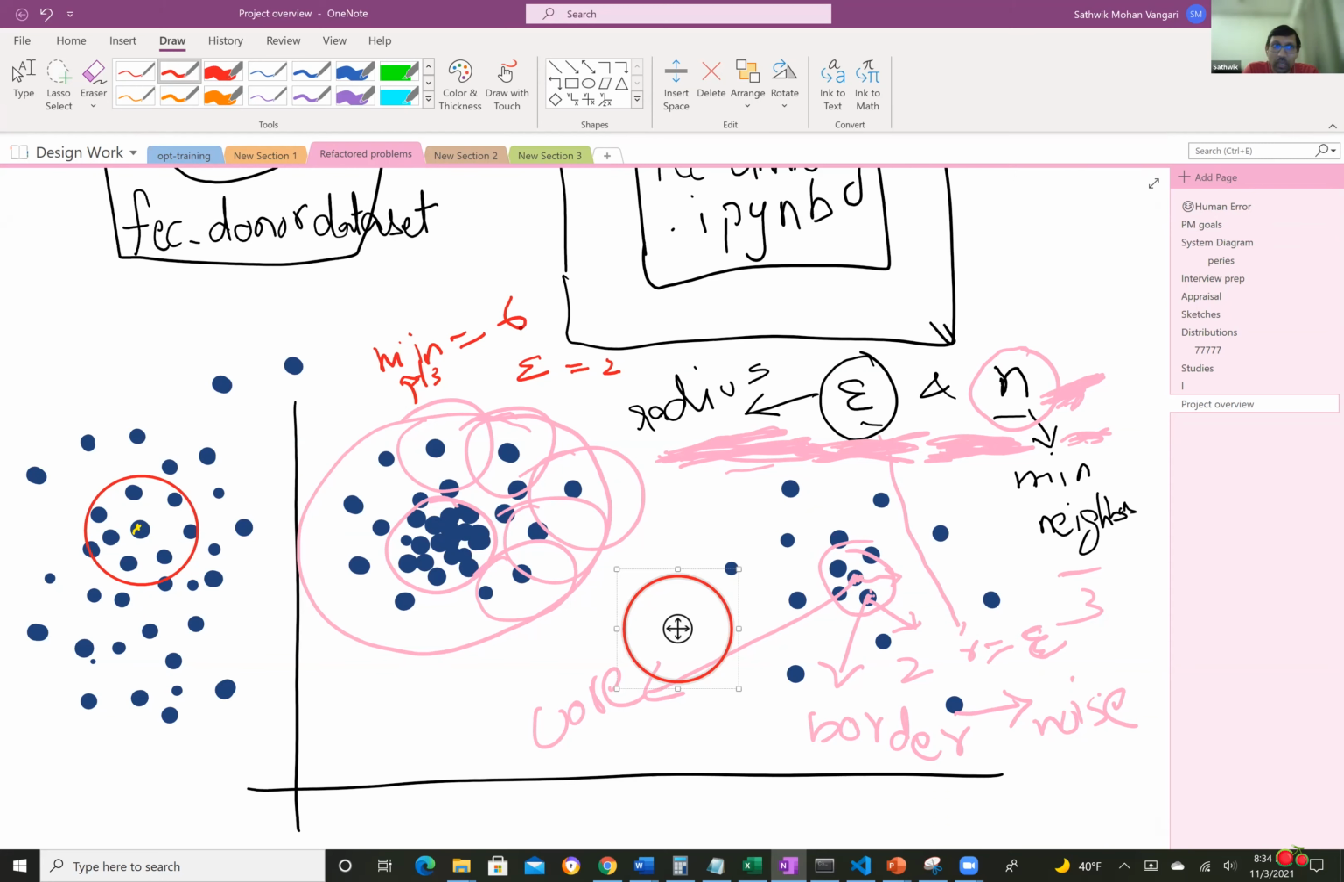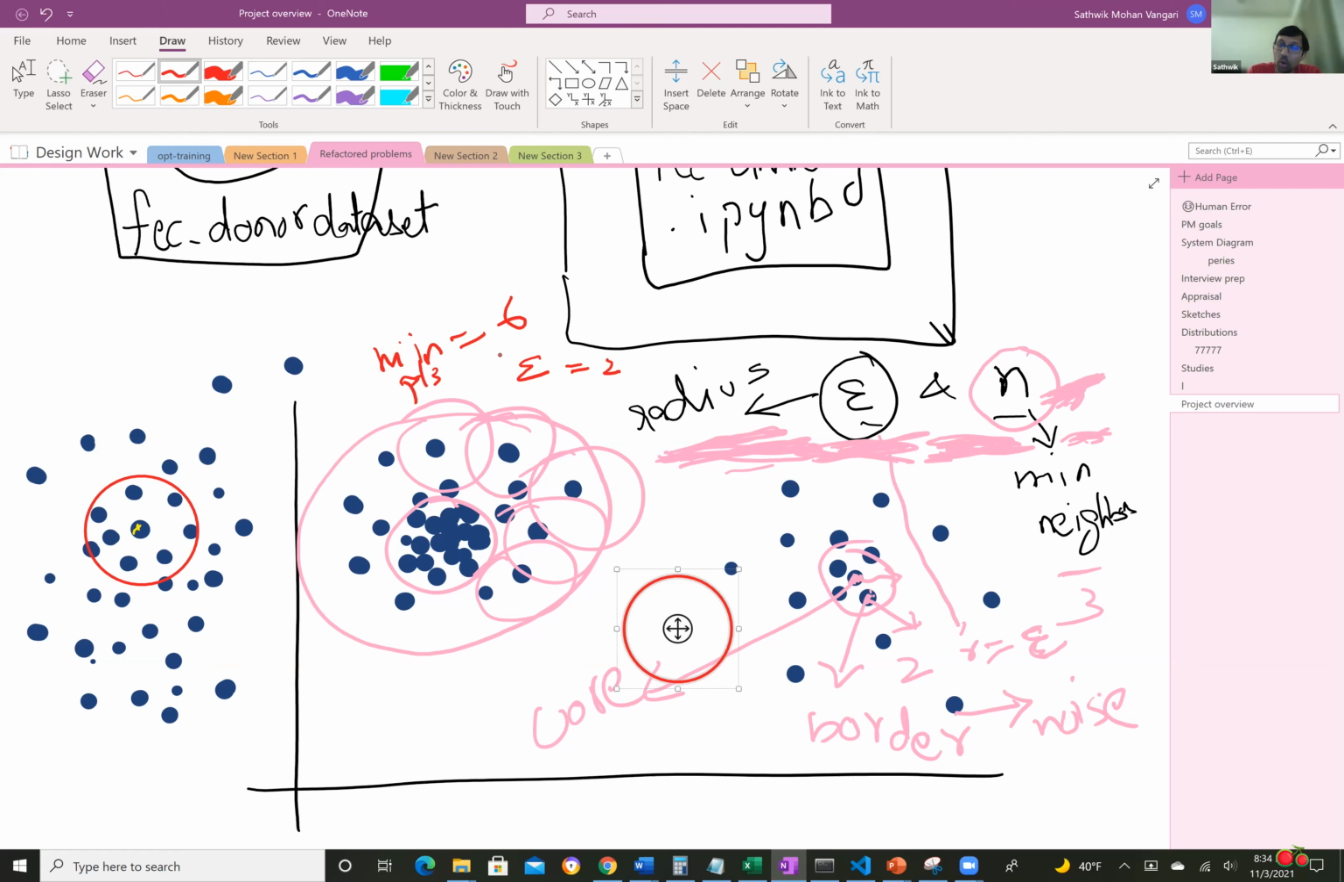Maybe 8, right? Because it's a big point. It's a big thing that I drew. It kind of looks like 7 or 8, roughly. Now, is 7 or 8 equal or greater than 6? It is, right? Now, does that satisfy my number of neighbors condition? Yep, because you said minimum of 6. Exactly. So what does that become?